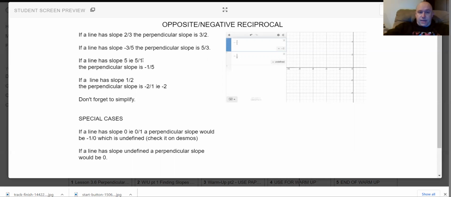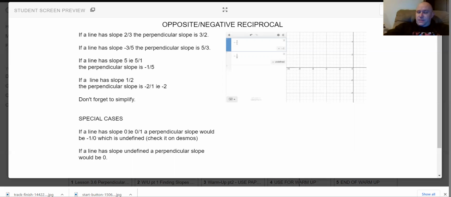For 5, you would write it like we said earlier as 5/1. Flip it, so it's 1/5, and then change the sign. If it's 1/2, flip it, so it becomes 2/1, and then change the sign, but also simplify. I know it's a little small here, but on Desmos, -2/1 is indeed -2.